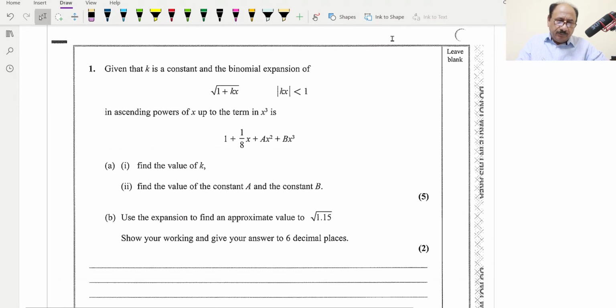Question number 1. Given that k is a constant and the binomial expansion of this one, with mod kx less than 1, in ascending powers of x up to the term in x cubed, is this one. So we need to find the values of a and b. Part a is to find the value of k, and part b is to find the values of constants a and b. These two parts are 5 marks.